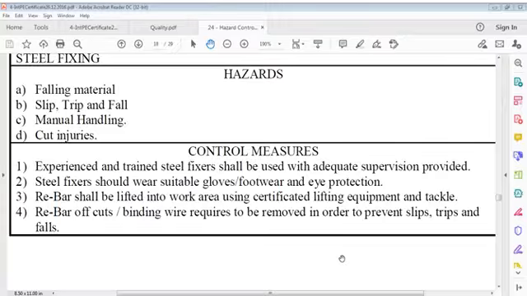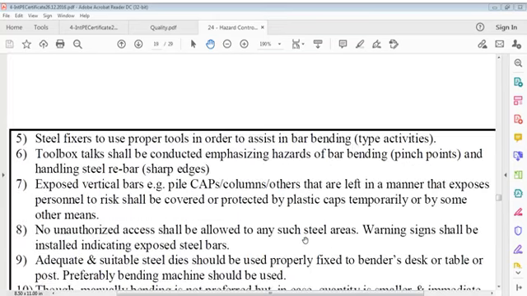Steel fixers should wear suitable gloves because it's a hard steel surface. Of course, they should wear footwear and eye protection. Reinforcing bar shall be lifted into the work area using certified lifting equipment, for example a crane or tower crane. I think there's no other way except this. And rebar off-cuts and binding wire are required to be removed in order to prevent slips, trips and falls. These are very common-sense methods.